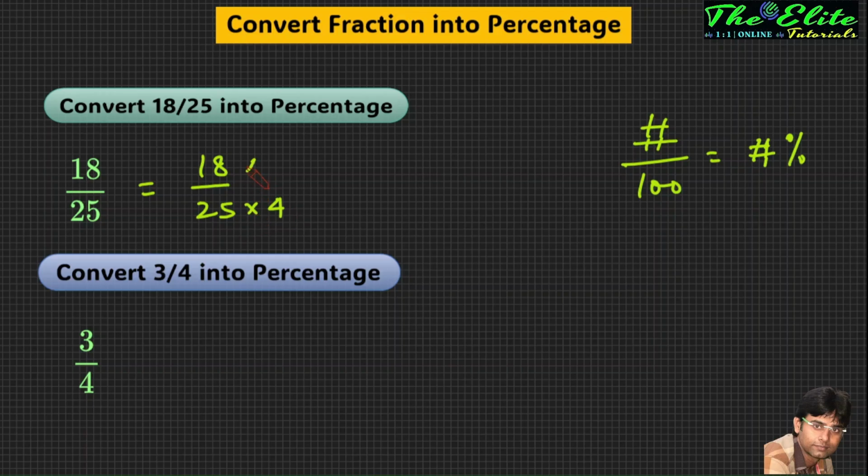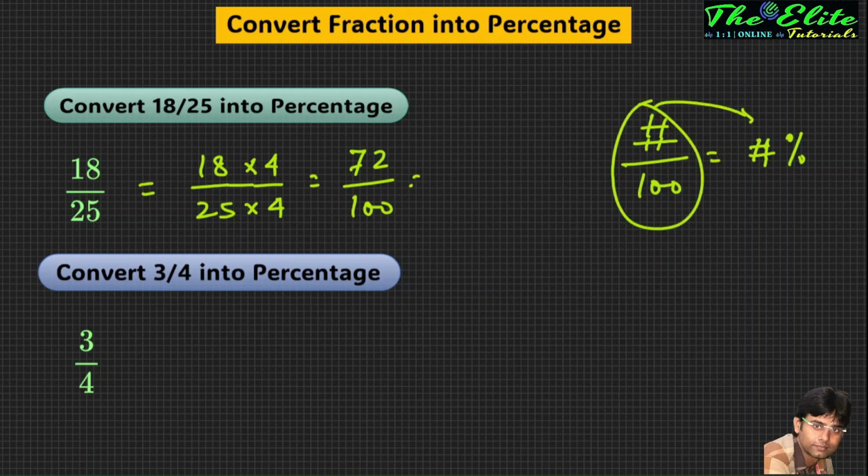And to make this fraction equivalent, we will multiply it by 4 in the numerator as well. So this is going to give you 72 and this will give you 100. So now in this format, we can write 72%. And that is your answer. Isn't it? How easy it is, right?